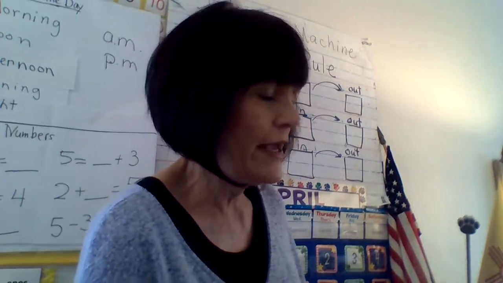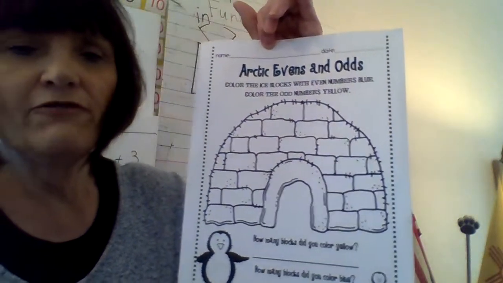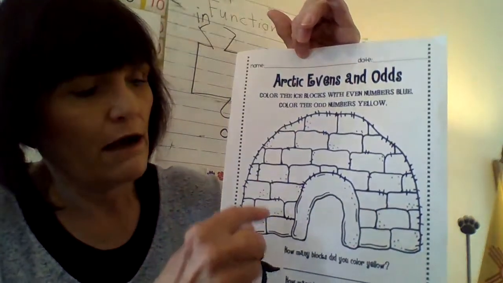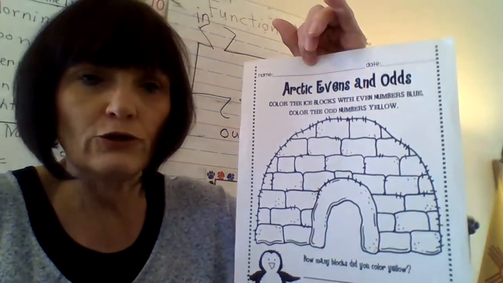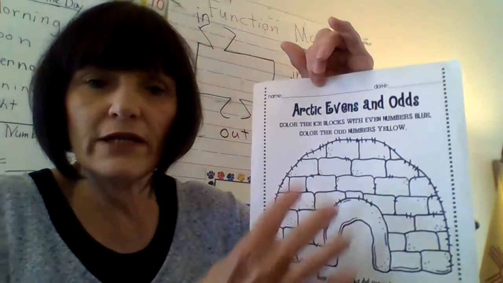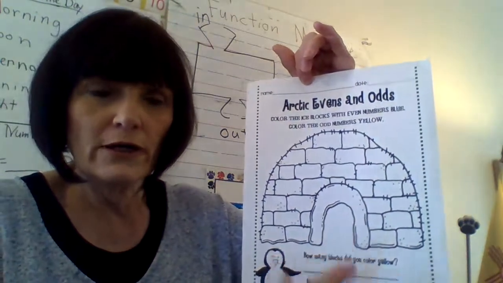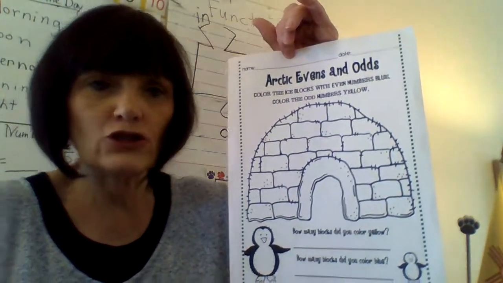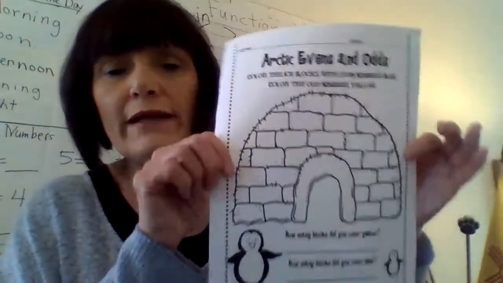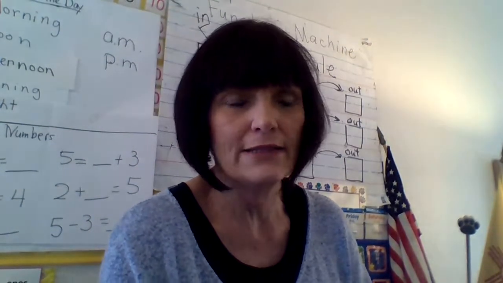The last page I left blank for you. You get to fill in the ice cubes on this penguin's igloo. You get to put even and odd numbers. And then you get to color and you get to count how many evens and how many odd numbers you selected on doing this whole page yourself. What fun you'll have doing that.